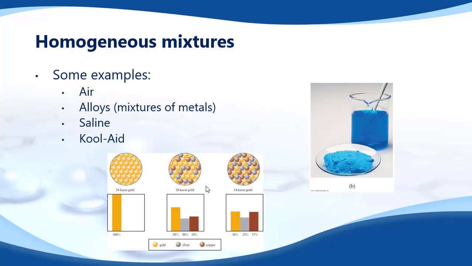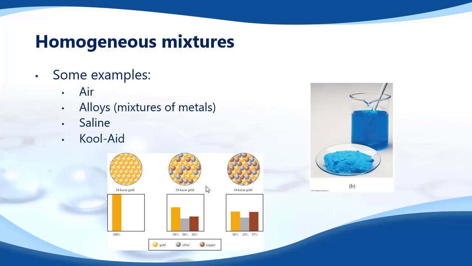Alloys, which are different mixtures of metals. For example, the gold that I have down at the bottom, 18 karat and 14 karat gold are different alloys. Saline solution, salt dissolved in water, is a homogeneous mixture. Kool-Aid, same thing, right? You take the Kool-Aid powder, you dissolve it, and it all becomes evenly distributed throughout the entire sample.